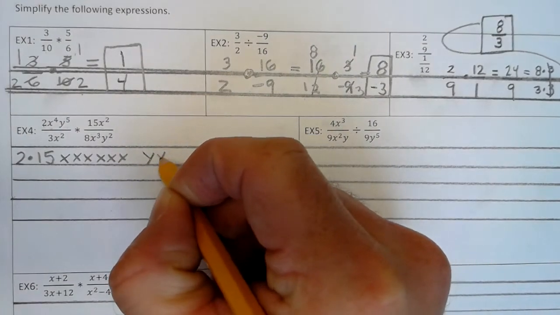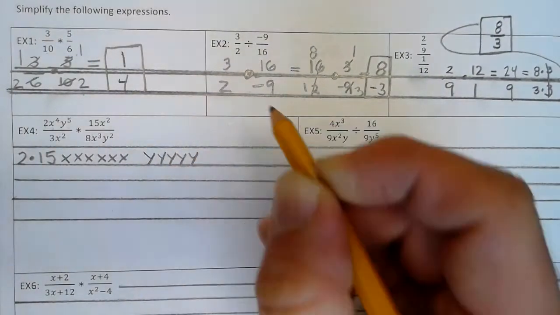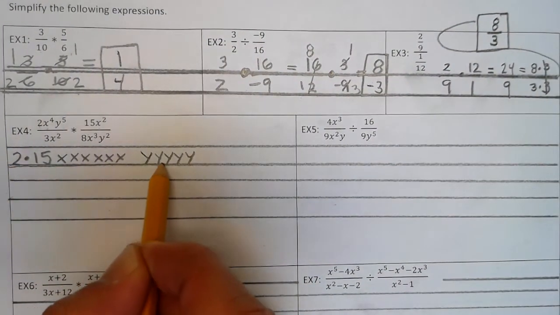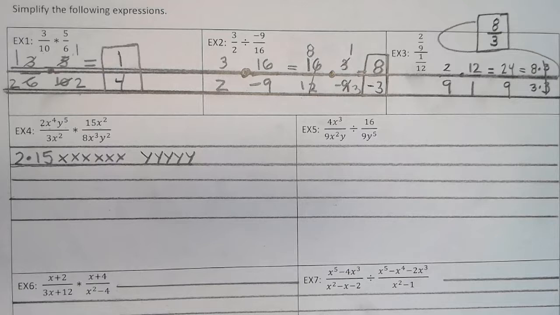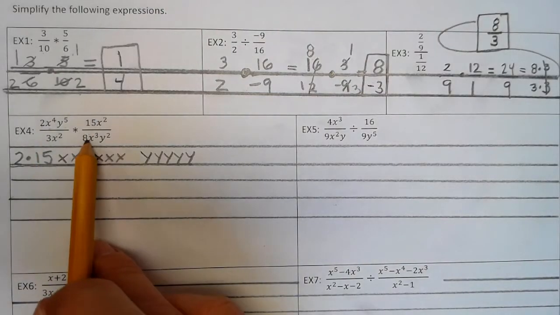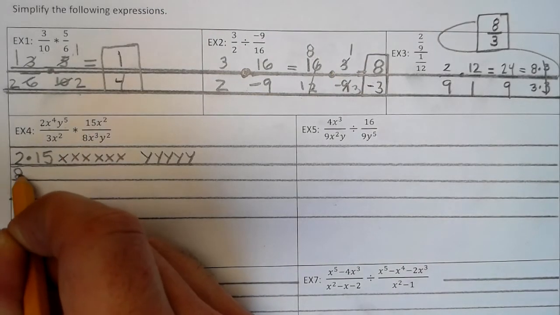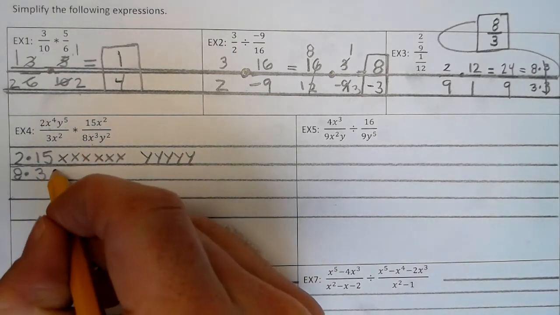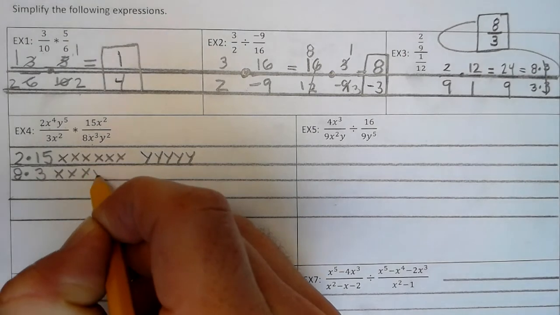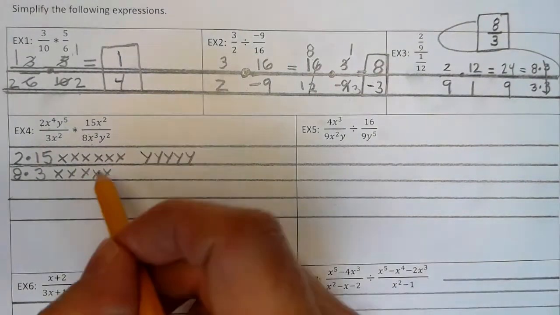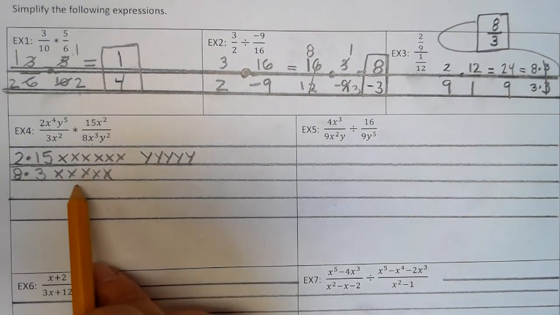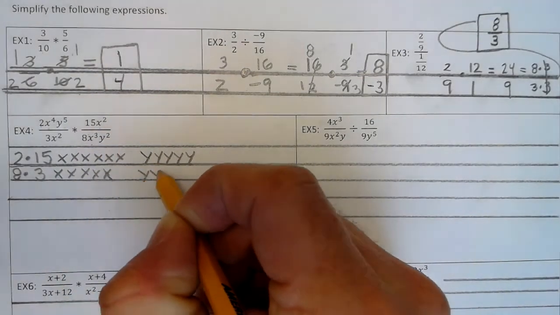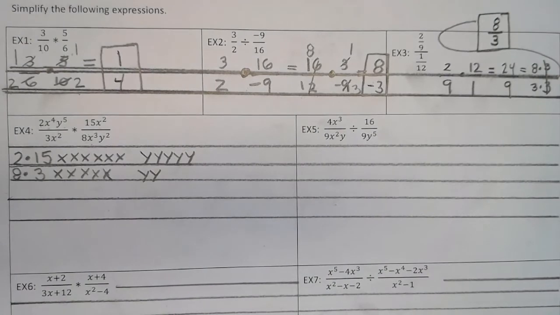So 1, 2, 3, 4, 5, divided by. Now we're going to, instead of writing 3 times 8, write it as 8 times 3. And then x squared and x cubed, that's 5 x's. So 1, 2, 3, 4, 5. Notice I'm making sure that the x's are lined up. Okay? Same with the y. So y squared is y times 2y's.